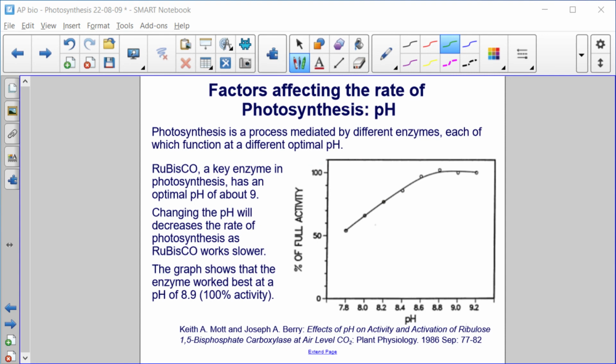Next factor affecting the rate of photosynthesis is pH. Photosynthesis is a process mediated by different enzymes, each of which functions at a different optimal pH. One such enzyme is known by the common name rubisco. It's a key enzyme in photosynthesis and has an optimal pH of about 9. Changing the pH will decrease the rate of photosynthesis as rubisco works slower. The graph shows that the enzyme works best at a pH of 8.9. So you get 100% activity at a pH of about 8.9, and then after that it goes down just slightly.